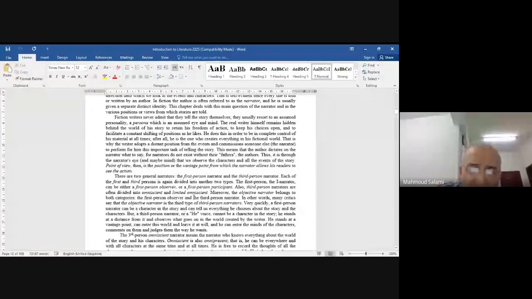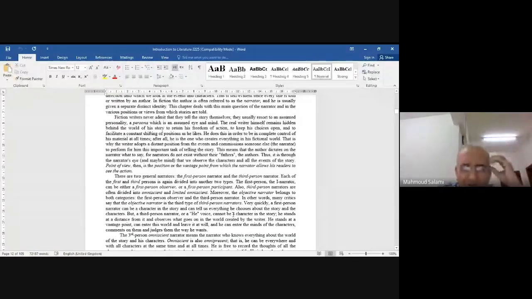Again, we have what we call objective narrator. Sometimes we say objective. Really, objective can be first person or third person. Objective means someone who doesn't change or doesn't add or doesn't alter things. Notice here, objective narrator belongs to both categories, the first person observer and third person narrator. In other words, many critics say that the objective narrator is the third type of third person narrators. Well, could be.